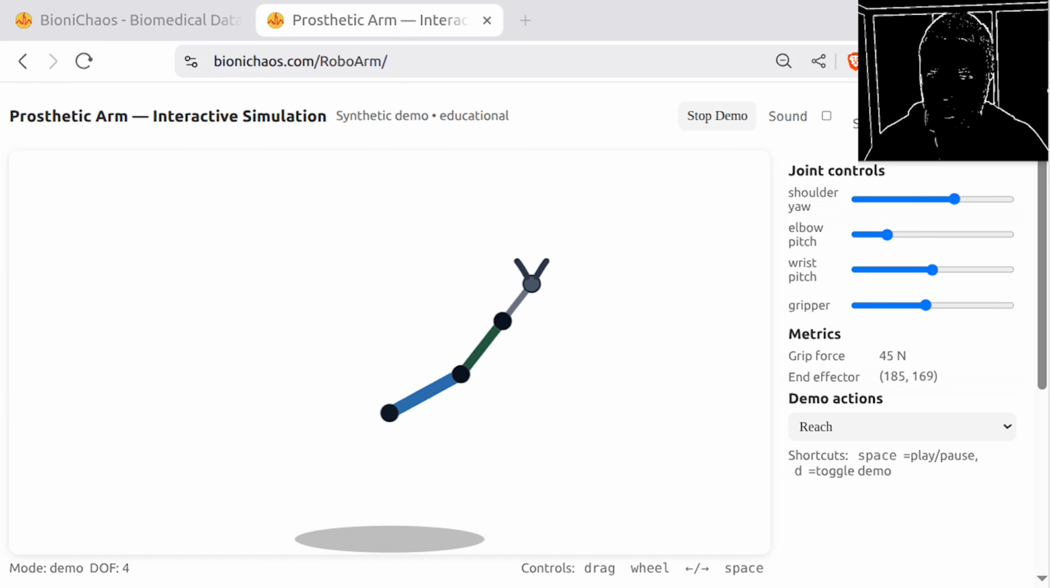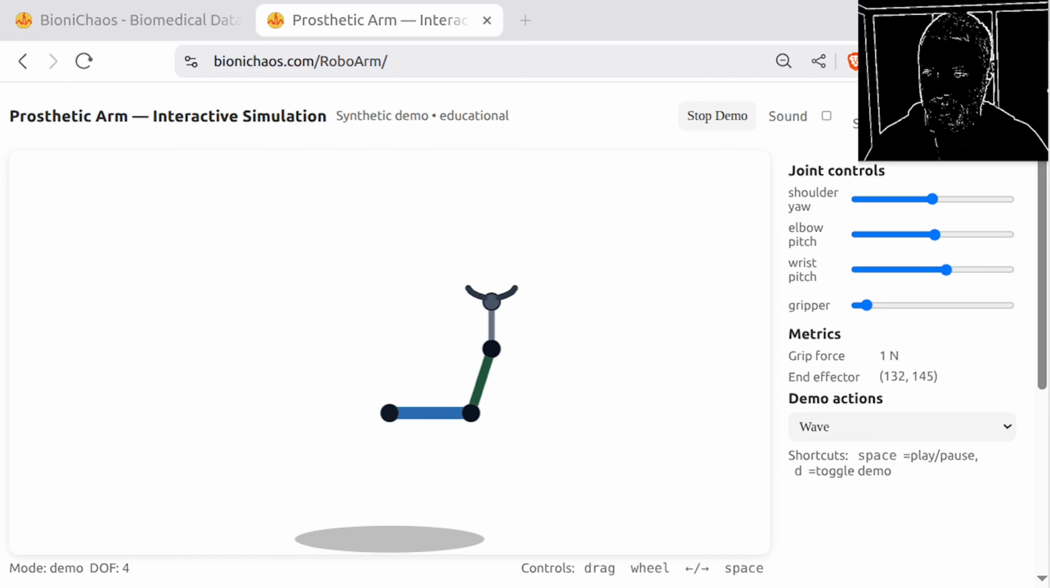What do you see on the screen? I see a web page with the words Prosthetic Arm Interactive Simulation at the top. Below that, there's a diagram of a robotic arm, and on the right side, there are sliders for controlling the different joints and metrics for grip force.